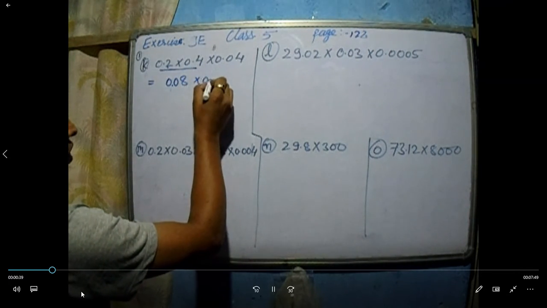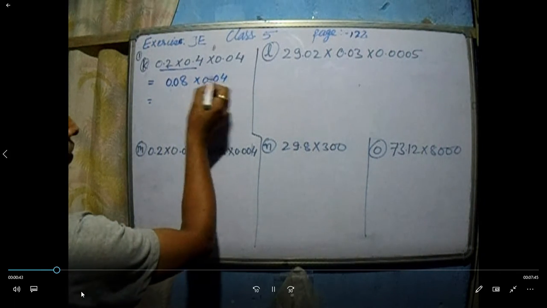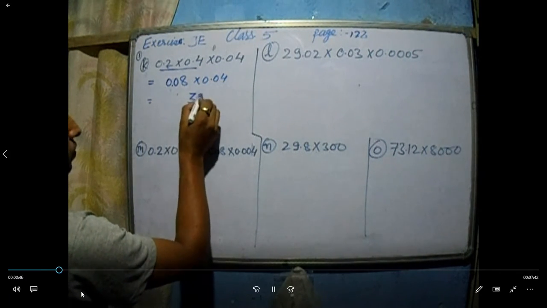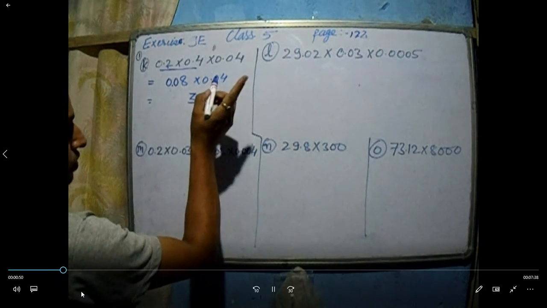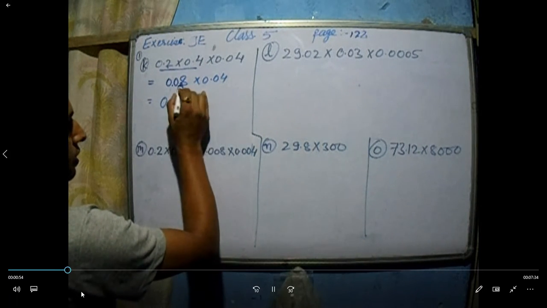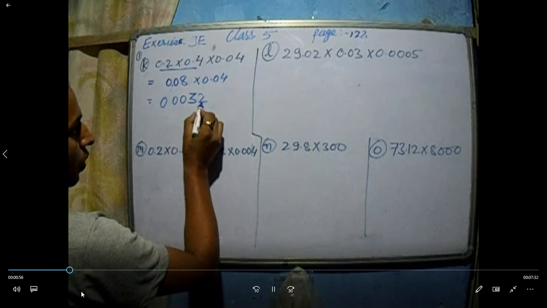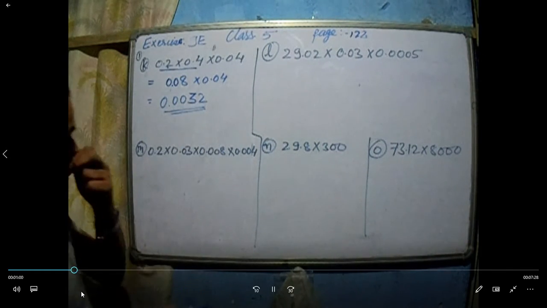Now 0.04, write as it is. Now multiply again. 4, 8 is 32. Okay, 32. After decimal 2 digit, after decimal 2 digit, that is 4 digit. 1, 2, 3, 4. Okay, so see 2 plus 2, 4. 1, 2, 3, 4. Put decimal. This is your answer. Okay.